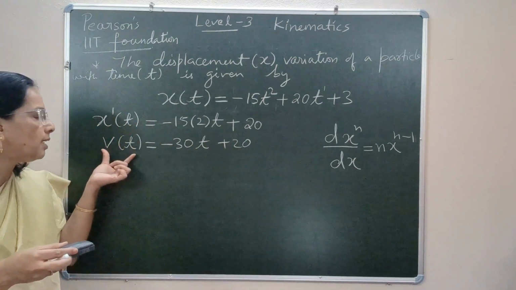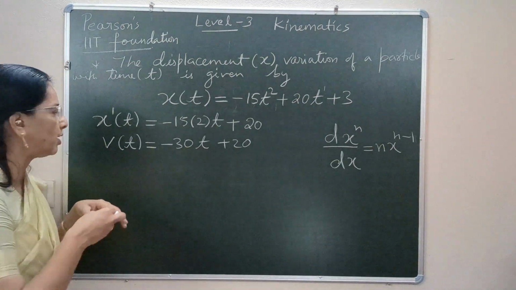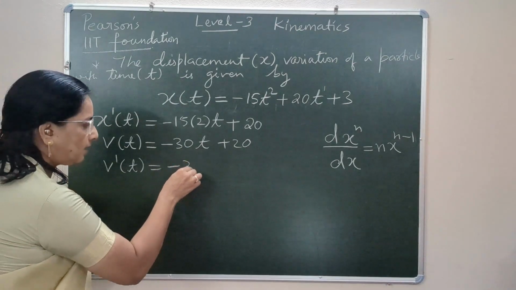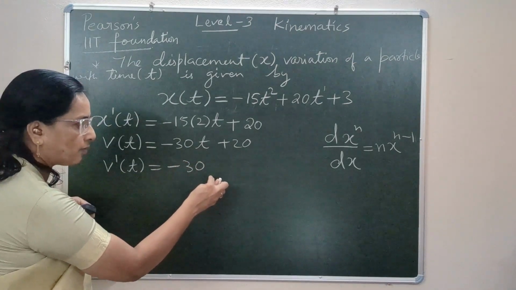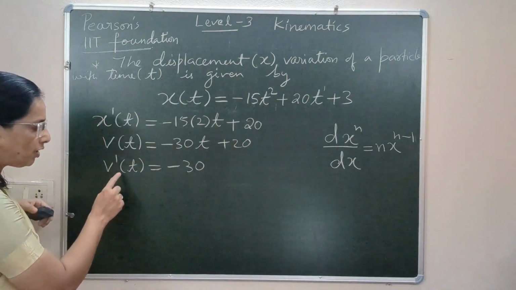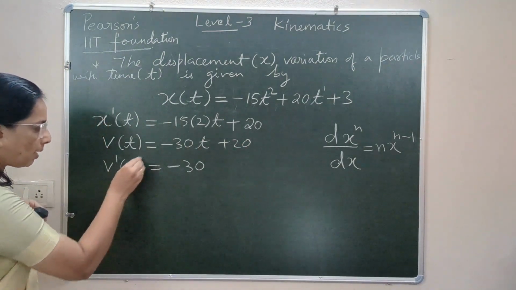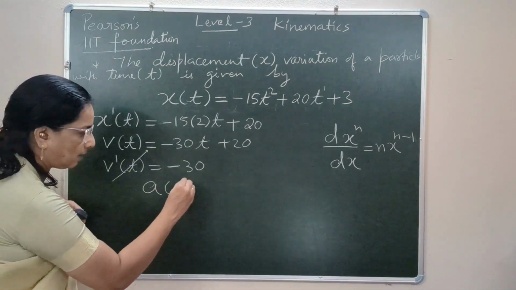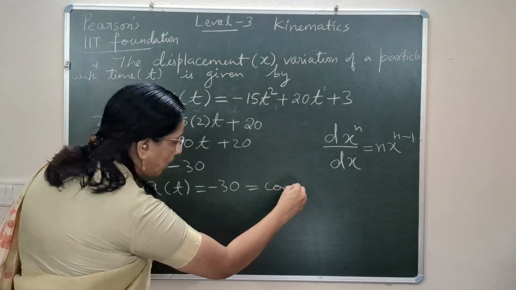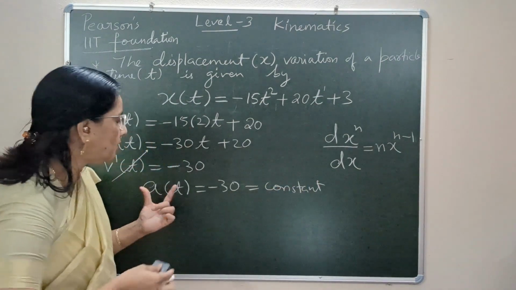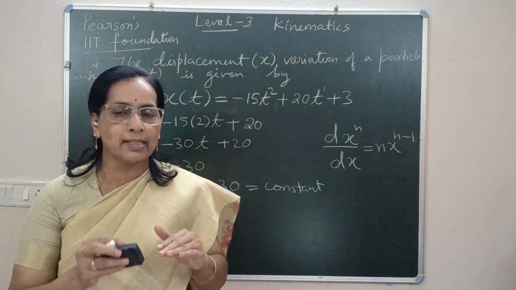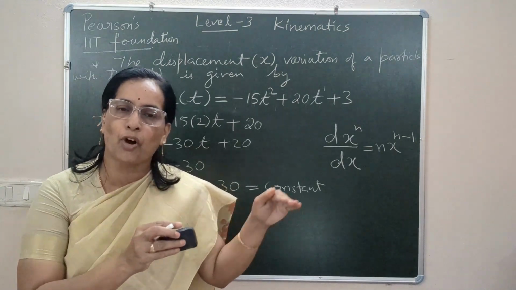Now d by dt of velocity is acceleration. The derivative of velocity is minus 30 times dt by dt, which is 1, plus the derivative of a constant, which is 0. So the derivative of velocity, which is acceleration at time t, is minus 30, and minus 30 is a constant. Acceleration turned out to be a constant. That means acceleration is constant throughout. This means that the body was in uniform acceleration.